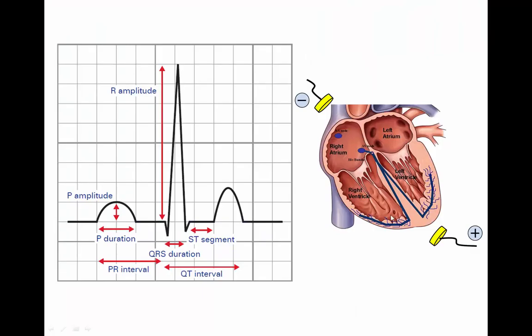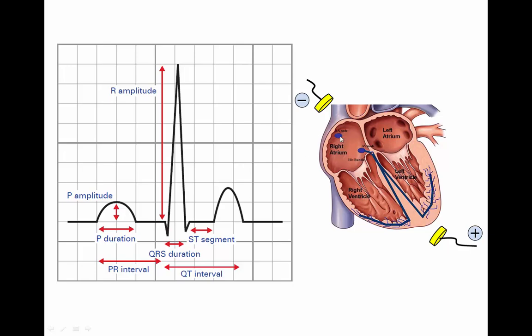So what is the P-wave? The P-wave is the first deflection on the ECG followed by the QRS and the T-waves. The P-wave is actually the atrial depolarization of the heart. A normal depolarization of the heart occurs from the SA node and spreads cell by cell throughout the right atrium and then through the left atrium before it's conducted through the conduction system to the right and the left ventricle.